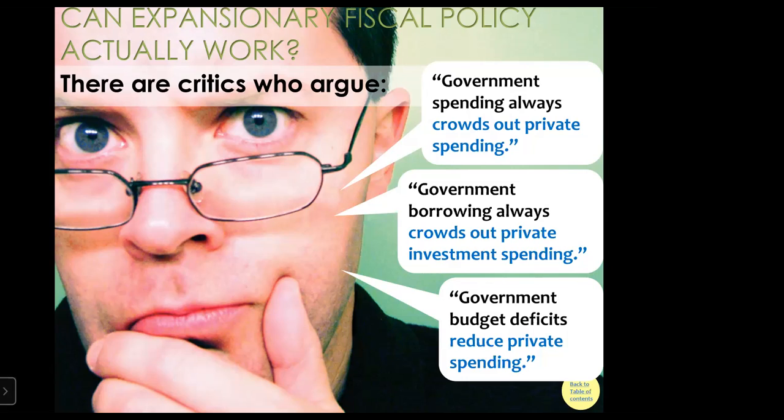The second critique says government borrowing always crowds out private investment spending, meaning if the government borrows more, there is less money available for the rest of the economy to borrow, so private investment will slow down. Third, government budget deficit reduces private spending. They say if the government borrows to spend, households will have less money to spend, hence that's going to reduce private spending.